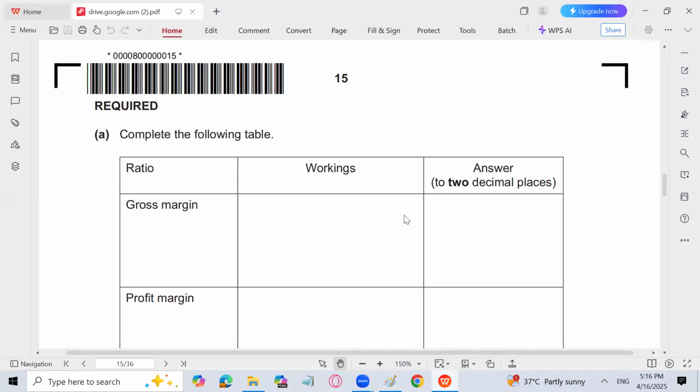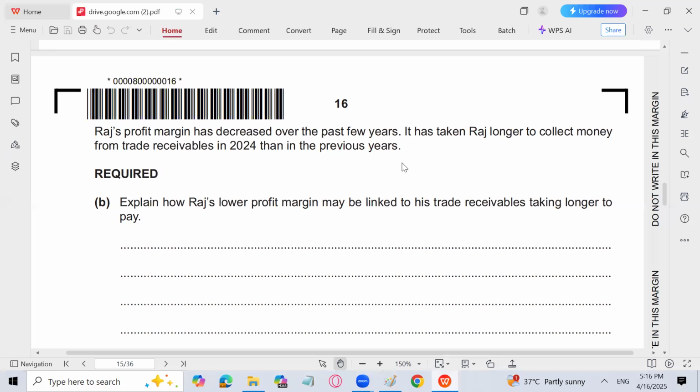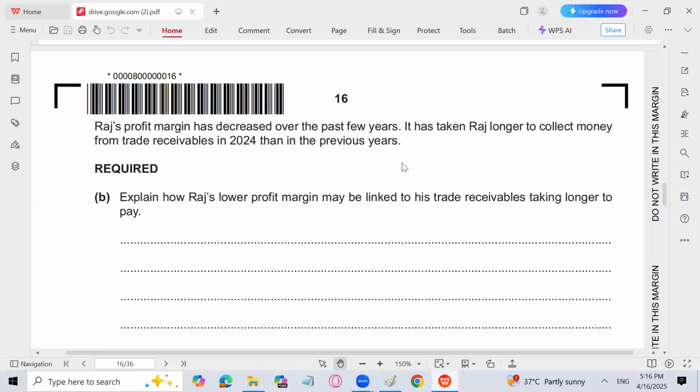Next part is that Raja's profit margin has decreased over the past few years. It has taken Raj longer to collect money from trade receivable in 2024 than in the previous year. Explain how Raj's lower profit margin may be linked to his trade receivable taking longer to pay. Okay. So it has been said that Raj's profit margin has decreased over the past few years. How does the profit margin decrease?